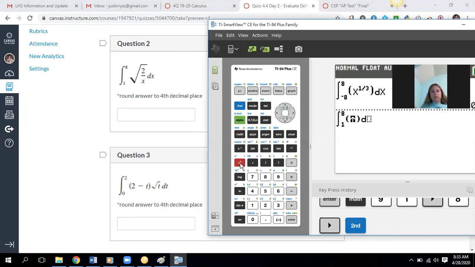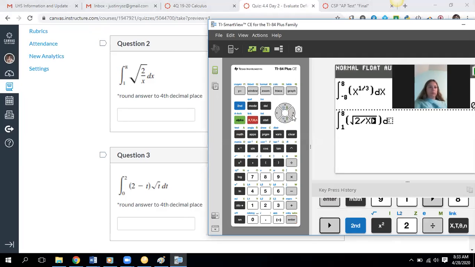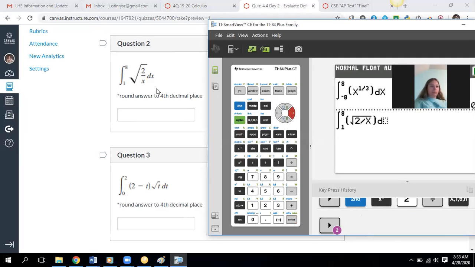We got the square root of 2 divided by x. So if we were going to do this the long way, we'd have to make this like radical 2 over x to the 1/2 power, like radical 2 x to the -1/2. Bump that up and divide. But the calculator makes this a whole lot easier. We use the calculator so we can do difficult things with it.